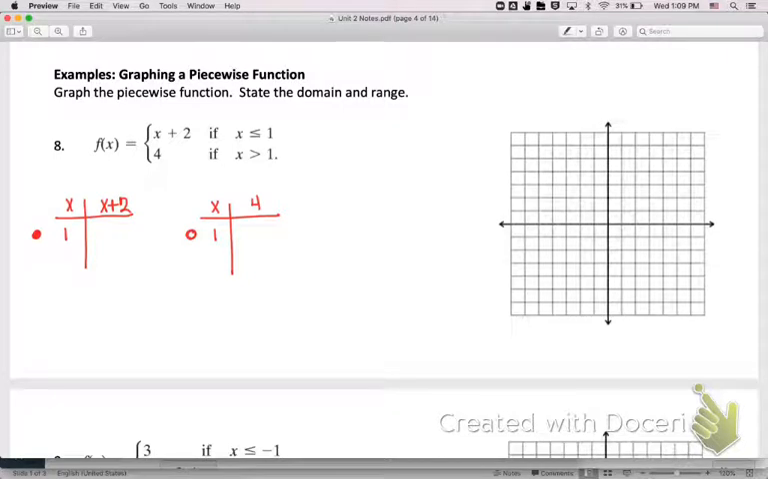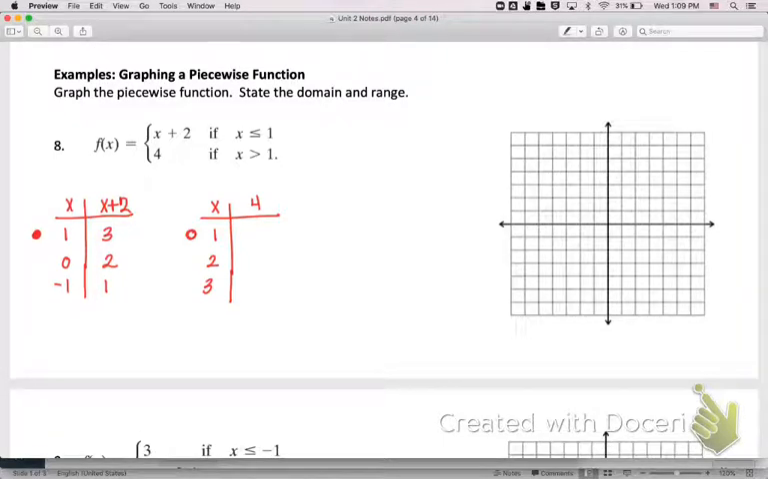So now for the first one, again, the rules are x's that are less than or equal to 1. So when I pick table values, I need to pick x's that are going down from 1. So I might look at 0 and -1. On the other side, I need x's that are greater than 1. So I might look at, say, 2 and 3. I may not need that many points, but I'm going to start with that and go from there. So now let's plug those numbers in. So 1 plus 2 is 3, 0 plus 2 is 2, -1 plus 2 is 1.